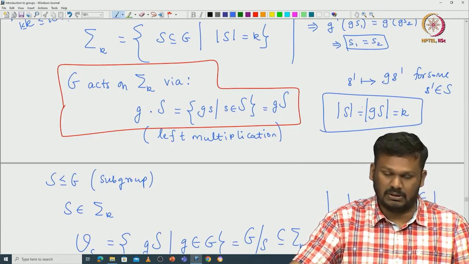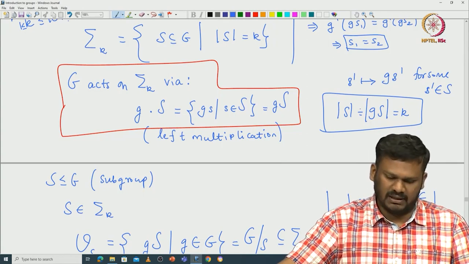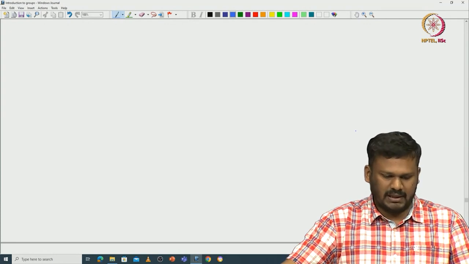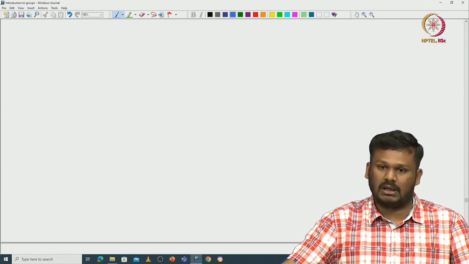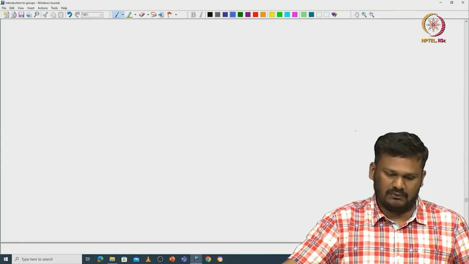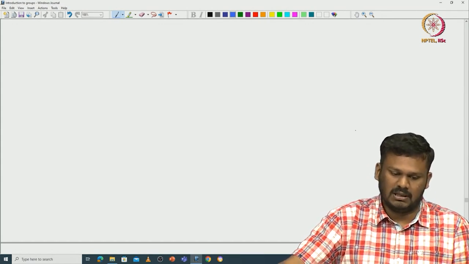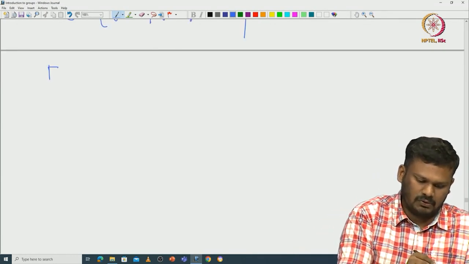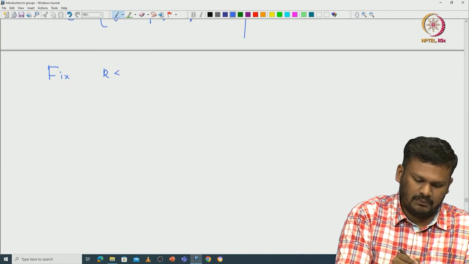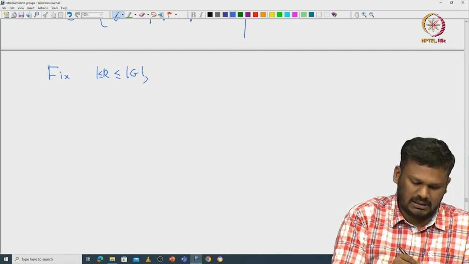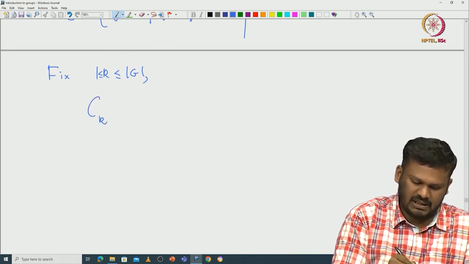That is why I am actually defining these actions now. So, similar to this, one can now define, using conjugation, some action of G on subsets of G that have cardinality K. Again, you fix K from 1 to the cardinality of G. Now, look at this set, let us call it CK.